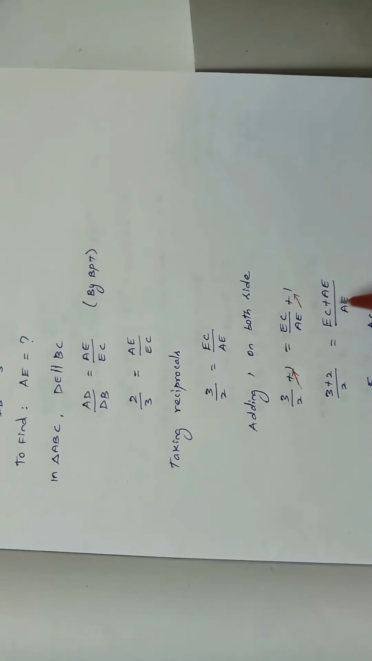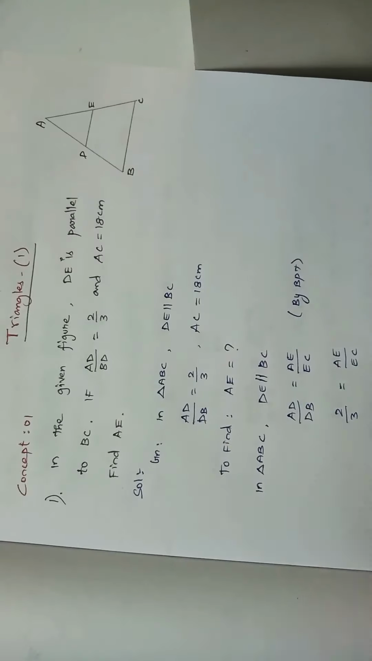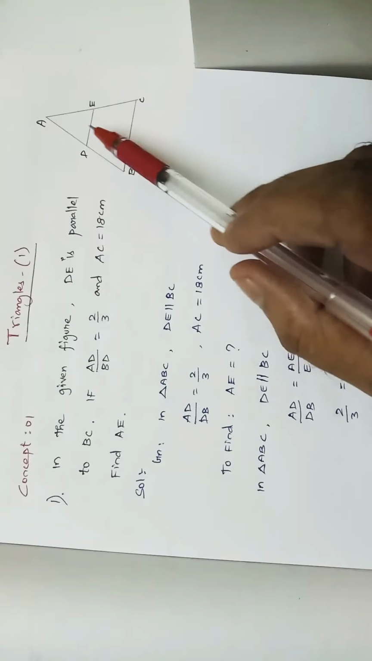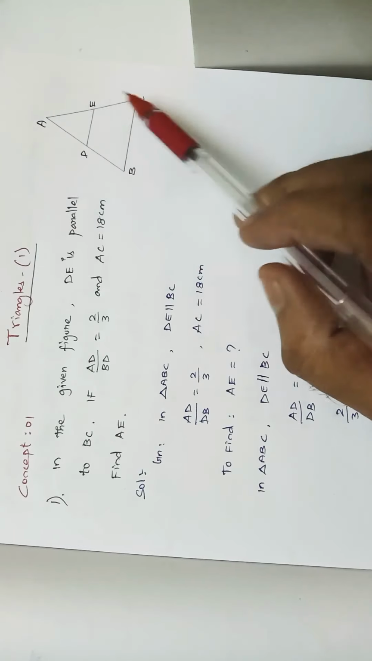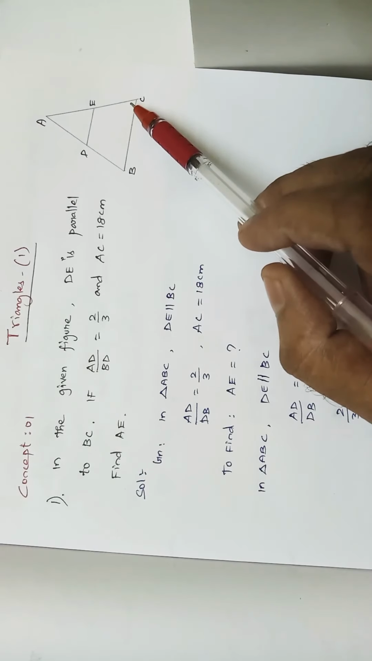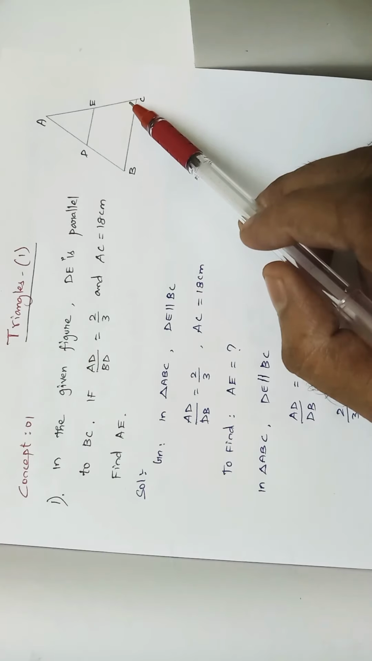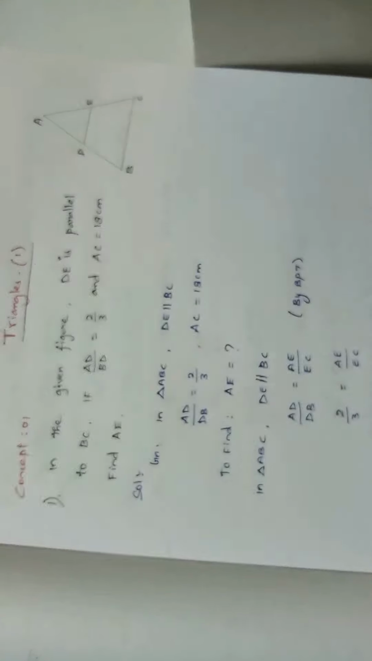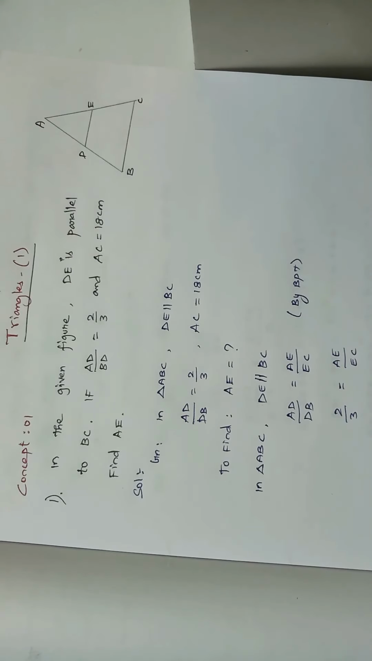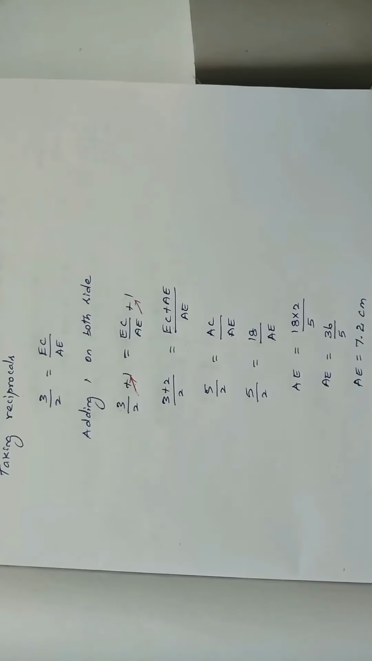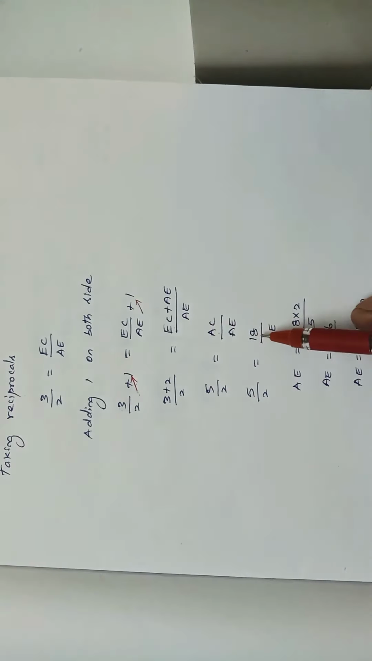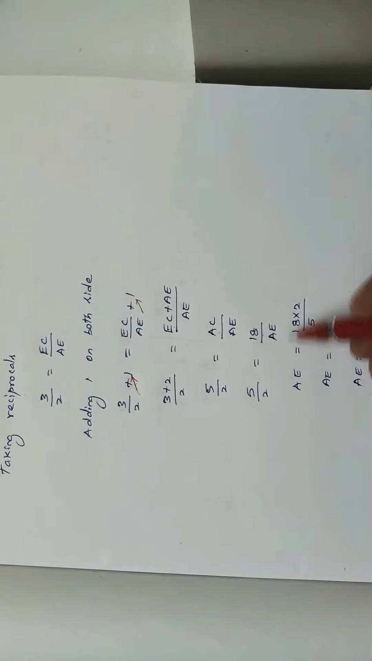EC plus AE, see the diagram. EC plus AE is nothing but AC. We have converted a part into the whole. AE plus EC is equal to AC, so EC plus AE is nothing but AC. Already we know the value of AC. What is the value of AC? 18 centimeters is given. So from the given, just substitute and do the cross multiplication.